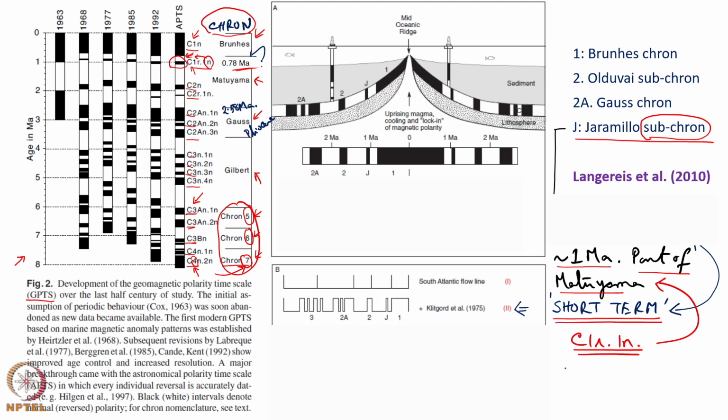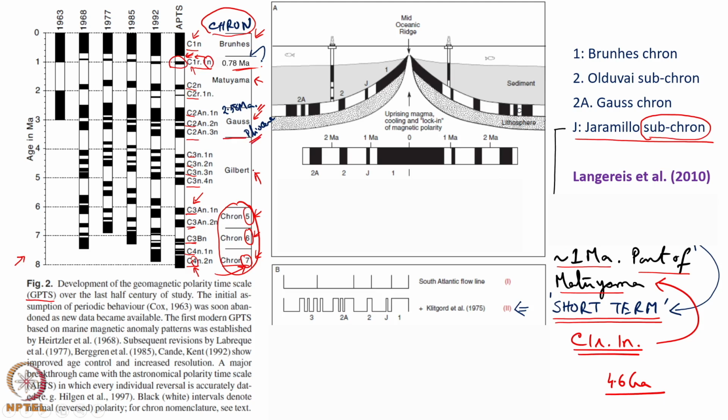Note that the duration is much smaller when compared to the history of the earth of 4.6 billion years. Matuyama started at 2.58 million years back. The Gauss started at Pliocene time.